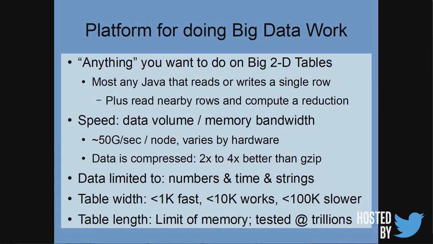Your data is limited to things like numbers and times and strings, a set of low-level primitives geared for tall, skinny data. So with less than 1,000 columns, it's basically instantaneous. 10,000 columns works pretty well. At 100,000, some things work okay, and for some things the parallelization is done in the wrong direction. But along the table's length, I've tested it at trillions. I've done 7 terabytes of network intrusion data and done a logistic regression in 90 seconds, right? So unbelievably fast compared to what you can get elsewhere.